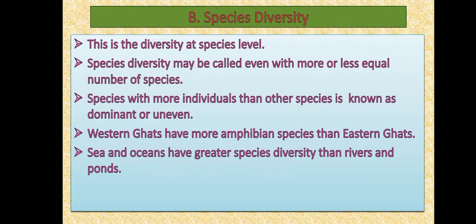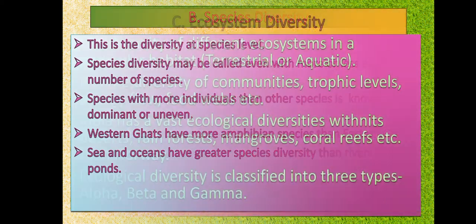Now species diversity, this is the diversity at species level. A species diversity may be called even with more or less equal number of species. A species with more individuals than other species is known as dominant or uneven. Western Ghats have more amphibian species than Eastern Ghats. Sea and oceans have greater species diversity than river and ponds.